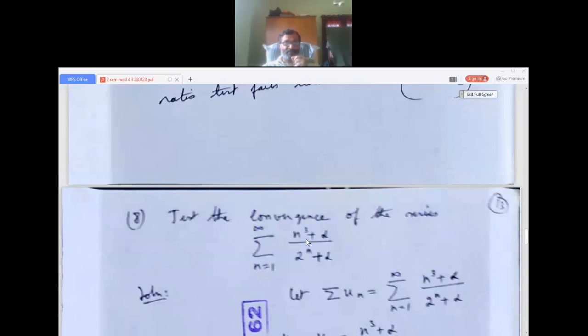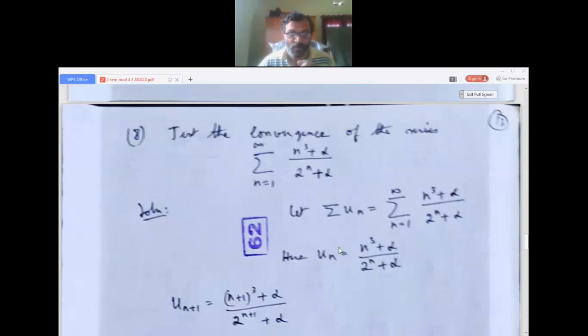Question number 8. Test the convergence of the series sigma n is equal to 1 to infinity, (n cubed plus alpha) divided by (2 power n plus alpha). So we take, let sigma un be equal to the given problem, that is sigma n is equal to 1 to infinity n cube plus alpha divided by 2 power n plus alpha. We take the given problem as sigma un because it is a given series.